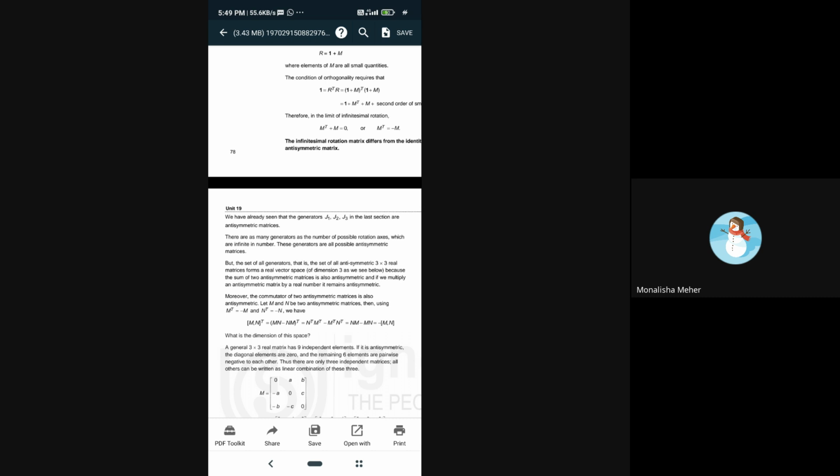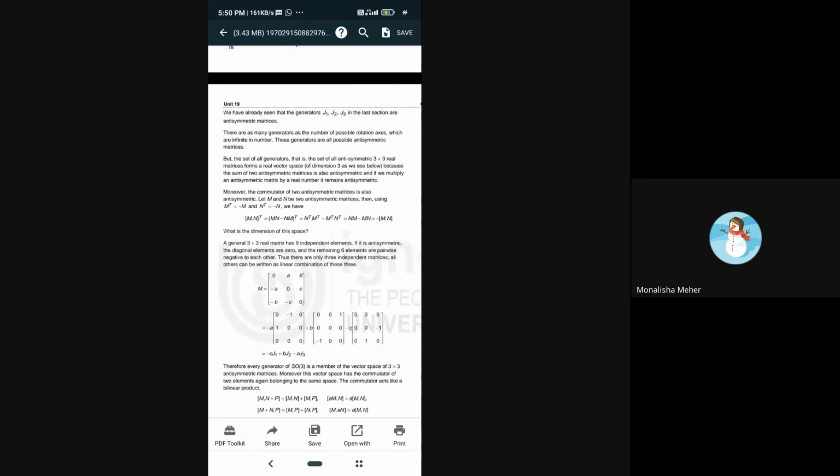Now the set of generators, that is the set of anti-symmetric 3 cross 3 real matrices, forms a real vector space of dimension 3, because the sum of two anti-symmetric matrices is also anti-symmetric, and if you multiply an anti-symmetric matrix by a real number, it remains anti-symmetric. The commutator of two anti-symmetric matrices is also anti-symmetric. Let M and N be two anti-symmetric matrices, so M transpose = -M and N transpose = -N. Then [M, N] transpose = (MN - NM) transpose = N transpose M transpose - M transpose N transpose = NM - MN = -[M, N].